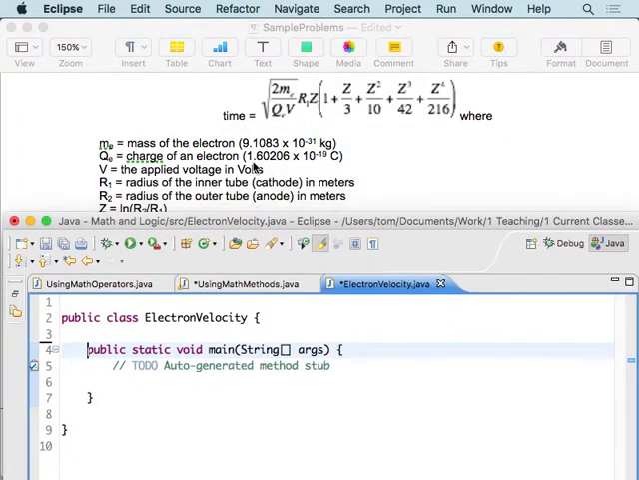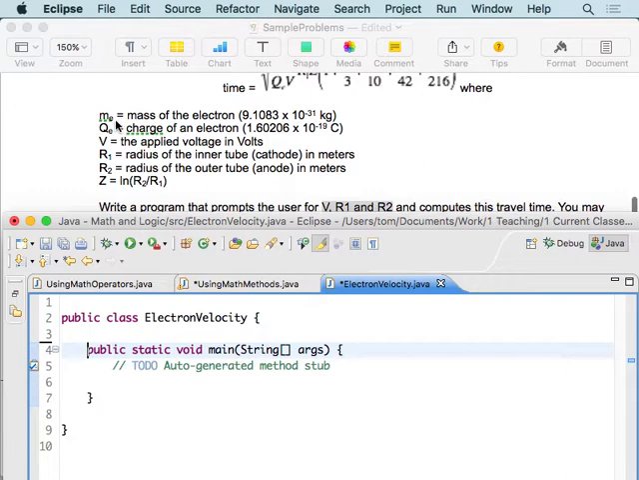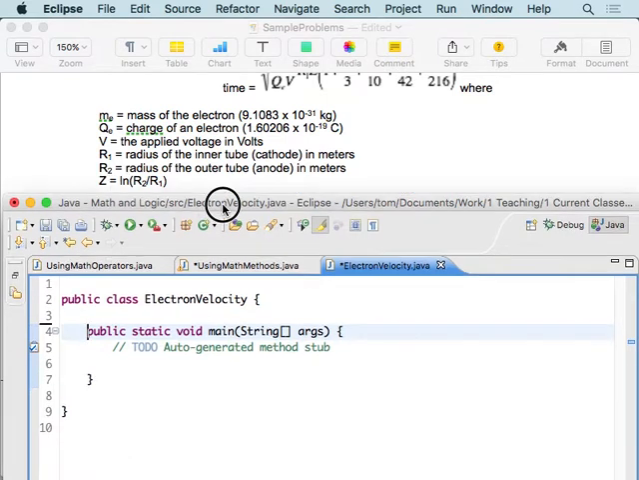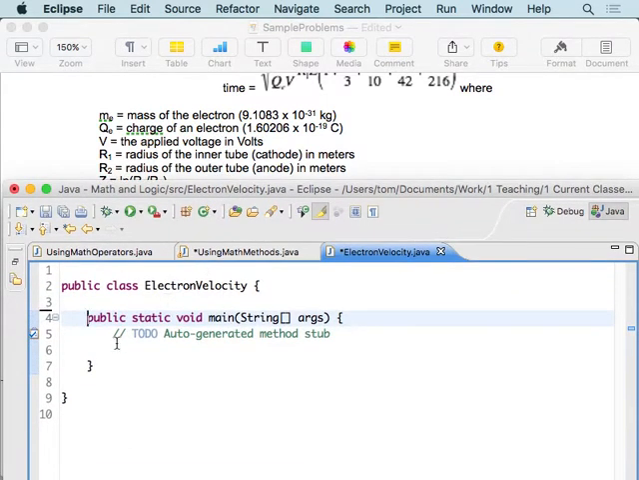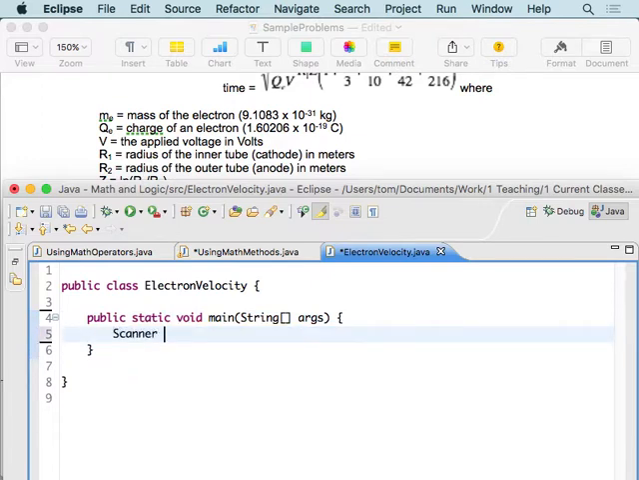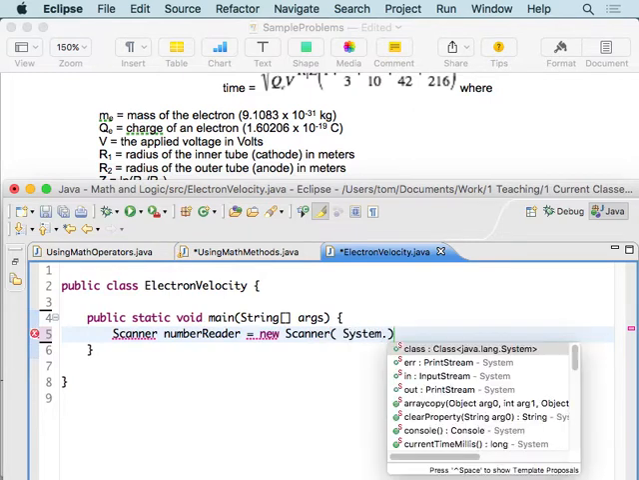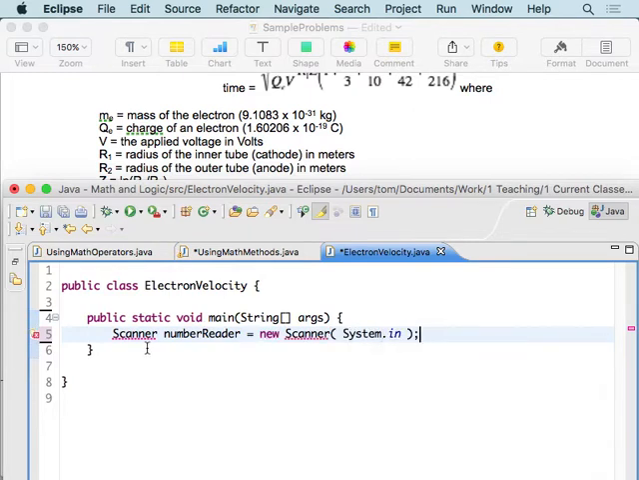And kind of similar to what we've done before. So M is something that I know, Q is something that I know, V is something that I have to input, R1 and R2 are things that I have to input, Z is something that I'm going to calculate. So since I need to input things, I'm going to go ahead and use a scanner. I'm just going to call that thing number reader.